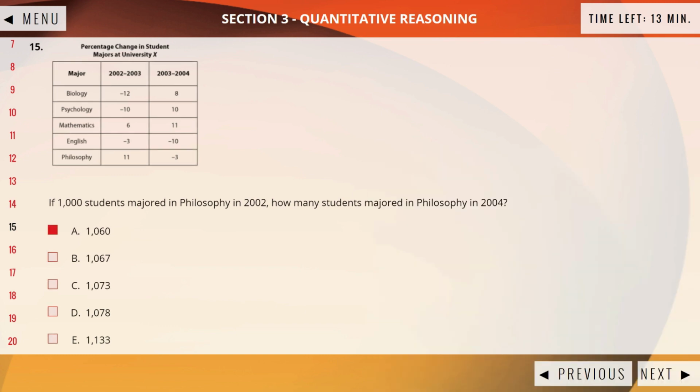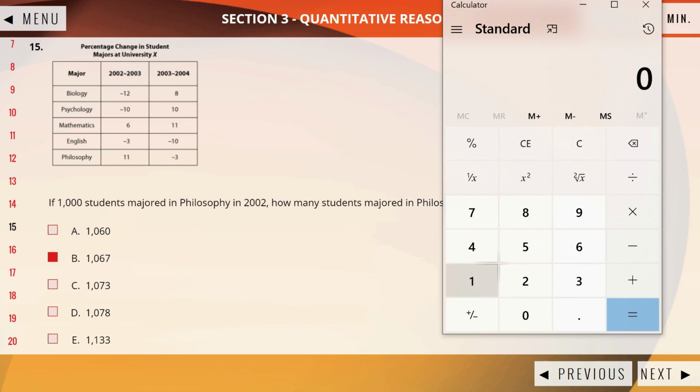Okay, next one. If 1,000 students majored in philosophy in 2002, how many students majored in 2004? Well, this is the percent change, it says. So in philosophy, it went up by 11% between 2002 and 2003, and then it went down by 3% the next time. So if we started off with 1,000, how do we quickly increase by 11%? Times by 1.11. How do we quickly decrease by 3%? Times by 0.97. Should know both of those off by heart. So 1,077, which is closest to 1,078.